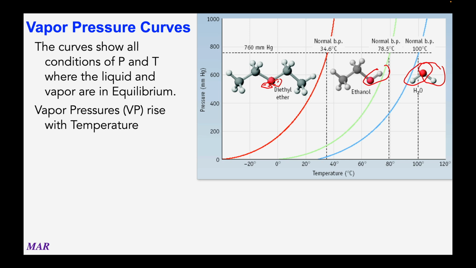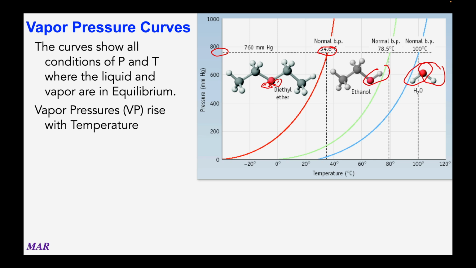So the red curve is diethyl ether, and it reaches the boiling point, which is where the vapor pressure equals the atmospheric pressure, which is normally 760 millimeters of mercury. It reaches it at 34.6 degrees Celsius. Ethanol, though, takes 78.5 Celsius to get to the boiling point, and water normally is up to 100 degrees Celsius. So what we're seeing here are a couple of things.